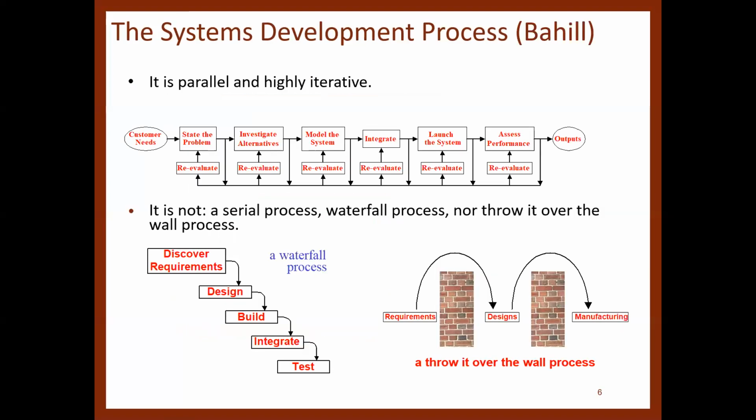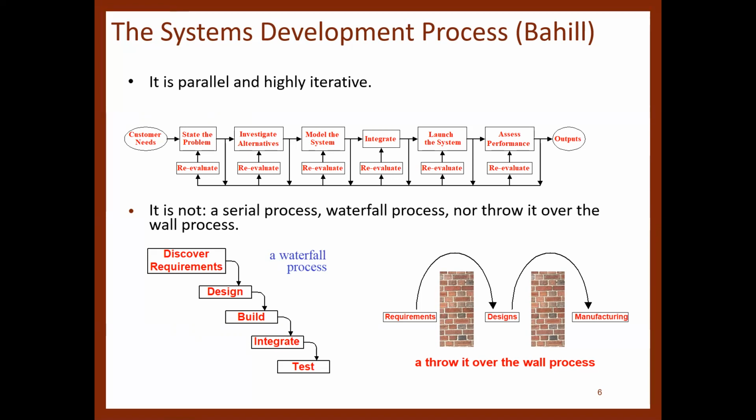So the system development process, based on Bahill, he described it as a parallel and highly iterative process in which we have customer needs, and then based on those needs, we have an output for our system. But as you can see in the top figure of this slide, there are multiple loops here. You start stating the problem, and then you move forward to investigating alternatives.